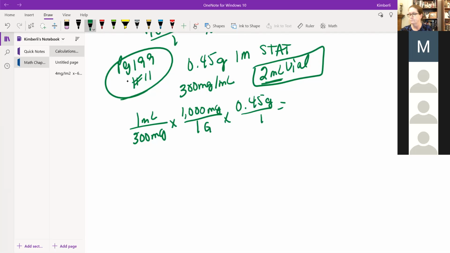Gives me what? 450. Yes, 450. And what do I have on the bottom? 300. Okay, 450 divided by 300 gives me what? 1.5. 1.5 what? Milliliters. Milliliters, good. Because the grams canceled and the milligrams canceled, didn't they? The only unit I have left is milliliters.